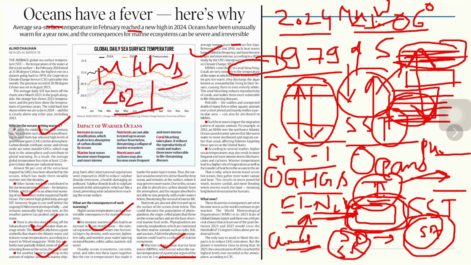Fish kills also happen because of this. A fish kill is the sudden and unexpected death of many fish or other aquatic animals over a short period of time, and it is particularly attributed to marine heat waves. Such heat waves impact the migration patterns of aquatic animals also.